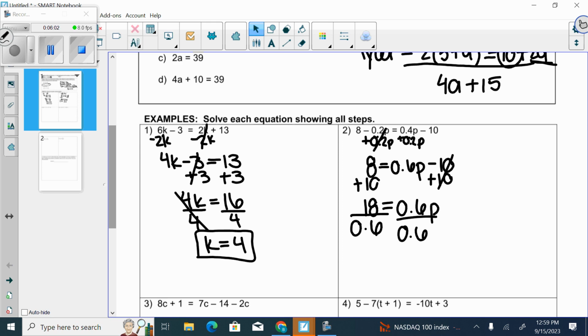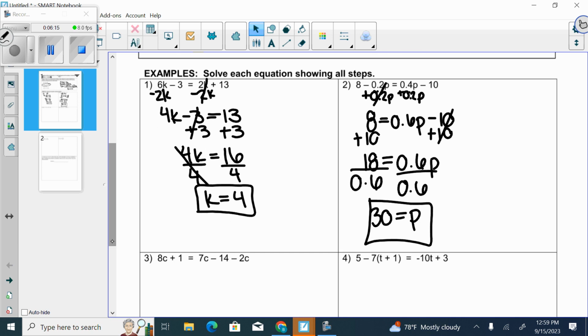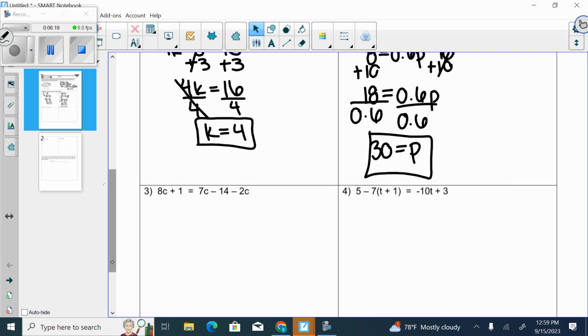What do we get when we divide? 30. Good. So 30 is equal to p. Good. So it's still pretty close to what we were doing yesterday. We just have to move one of the pieces from one side to the other. All right, on number 3.